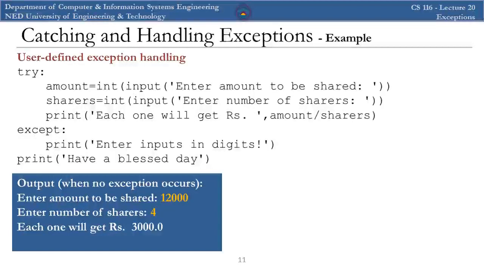So we saw that the try block was executed successfully. That means the except block will not be executed and we'll directly go to the last general statement. So here it is, right?